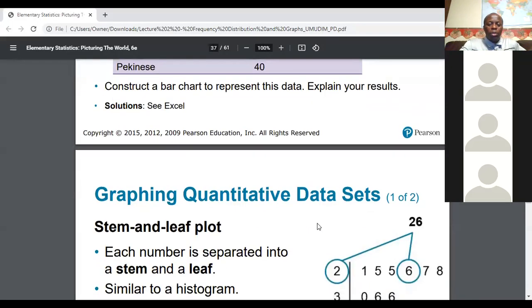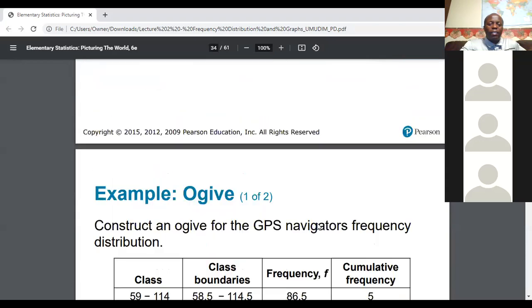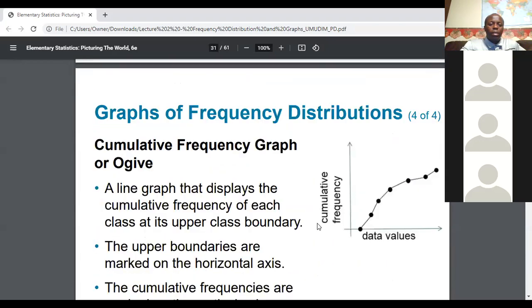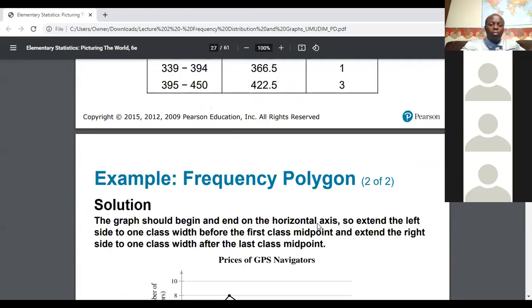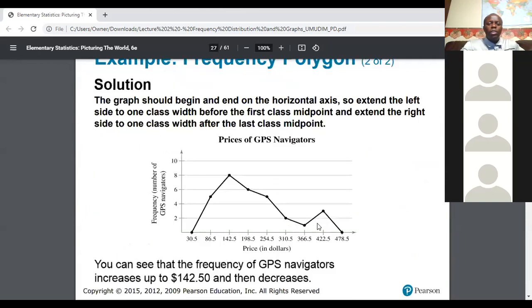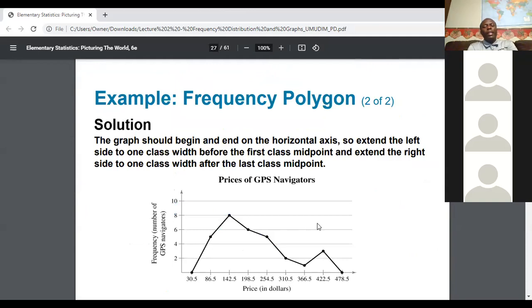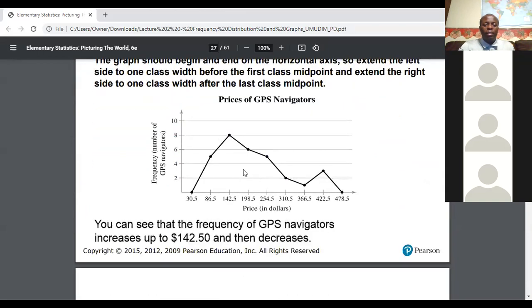Now, next thing I'm going to show you is that sometimes you might be asked to find what they call the frequency polygon. The frequency polygon does the same work that the frequency histogram does, except that it is a line graph, unlike the histogram, which is a bar graph. So it usually looks like this.